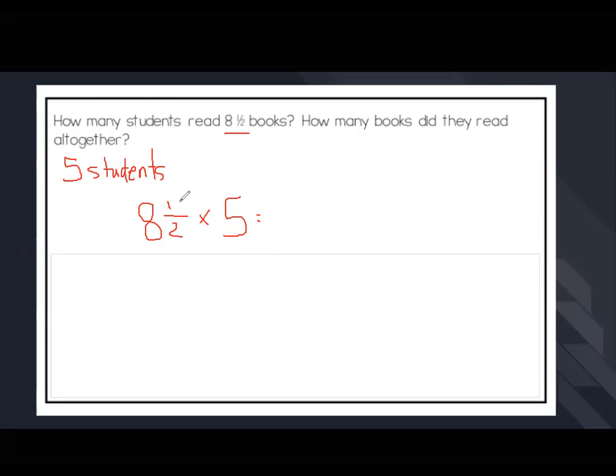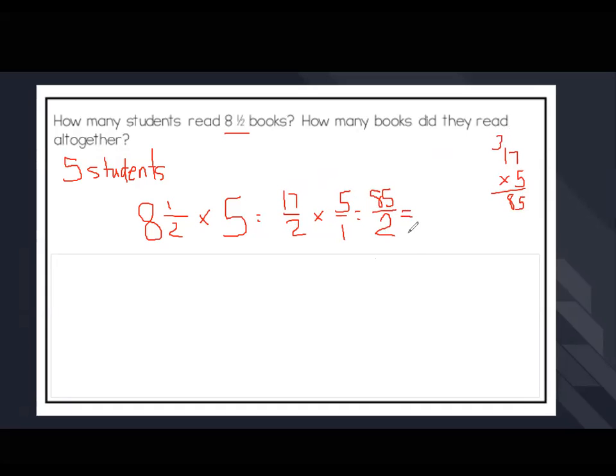So the first thing we're going to need to do, though, is take this mixed number and turn it into an improper fraction. So we know that 2 times 8 is 16, plus 1 gives us 17 halves. And then I'm going to write 5 as a fraction, so I'm just going to put it over 1. 5 over 1. And now we can solve. So we're going to multiply 17 times 5 first. Well, I know that 7 times 5 is 35. And I know that 5 times 1 is 5 plus 3 is 8, so 85. So that gives us 85 for our numerator. And then 2 times 1 is 2.